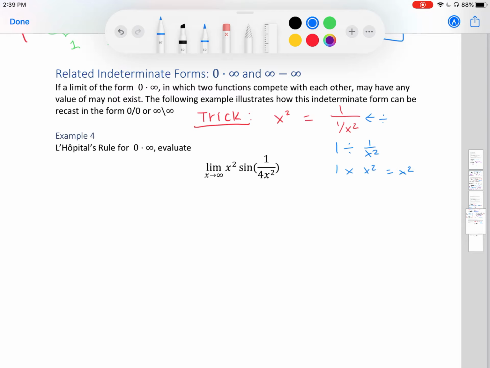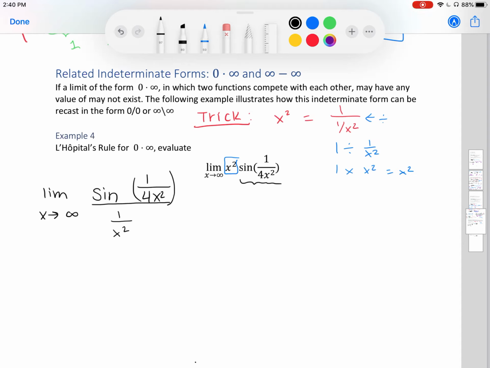So let's go ahead and dress up our x squared. Let's dress it up for Halloween. So the limit as x approaches infinity of, now here's a trick, my x squared will now be 1 divided by x squared. So we have it in the denominator. And in the numerator, I have my other remaining part of our function, so sine of 1 over 4x squared.